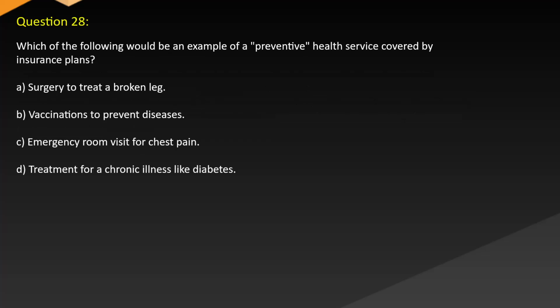Question 28. Which of the following would be an example of a preventive health service covered by insurance plans? A. Surgery to treat a broken leg. B. Vaccinations to prevent diseases. C. Emergency room visit for chest pain. D. Treatment for a chronic illness like diabetes.